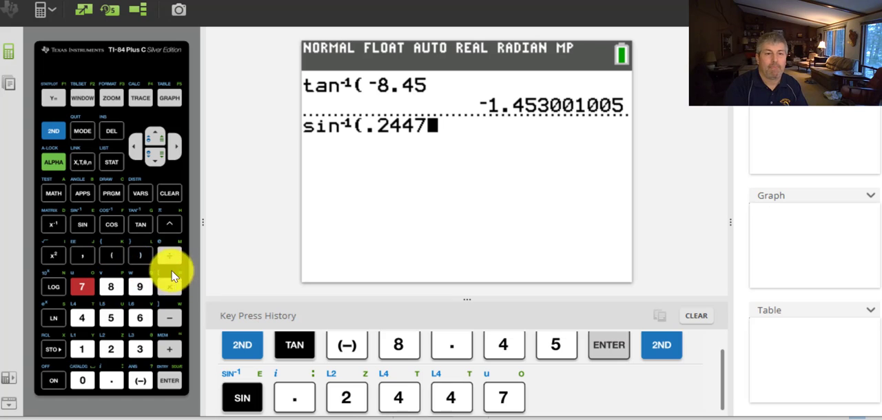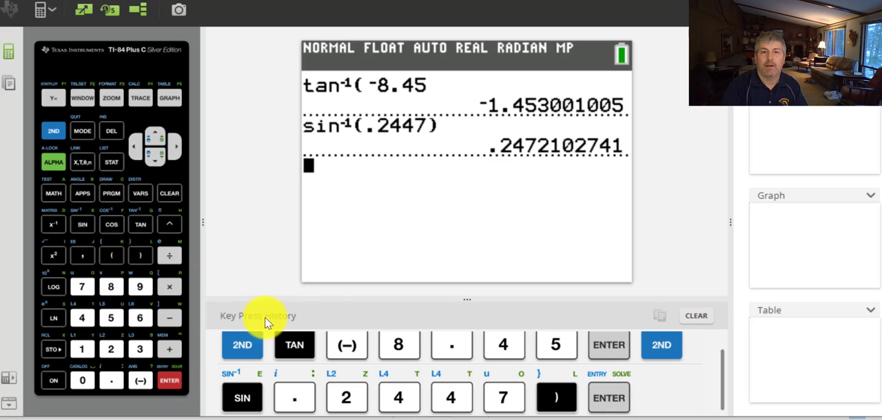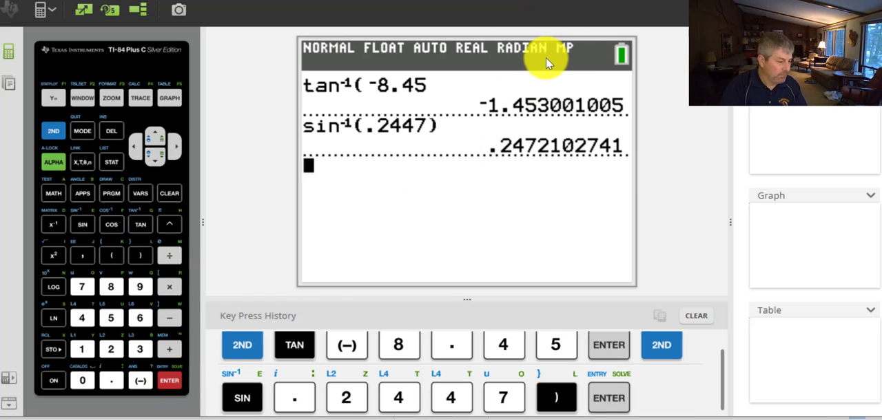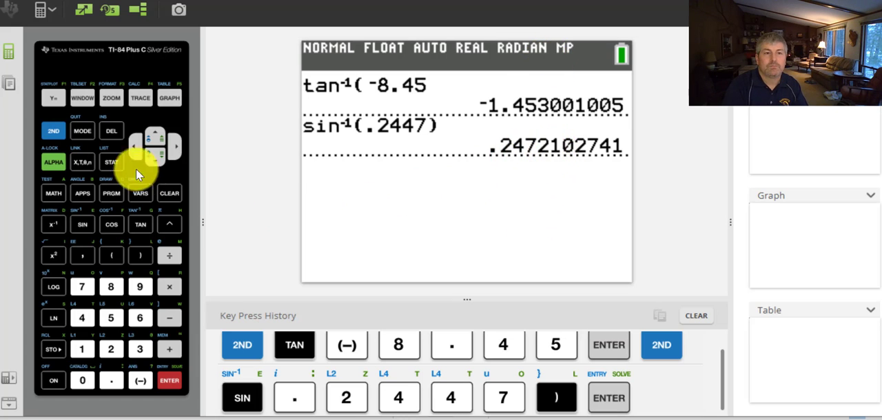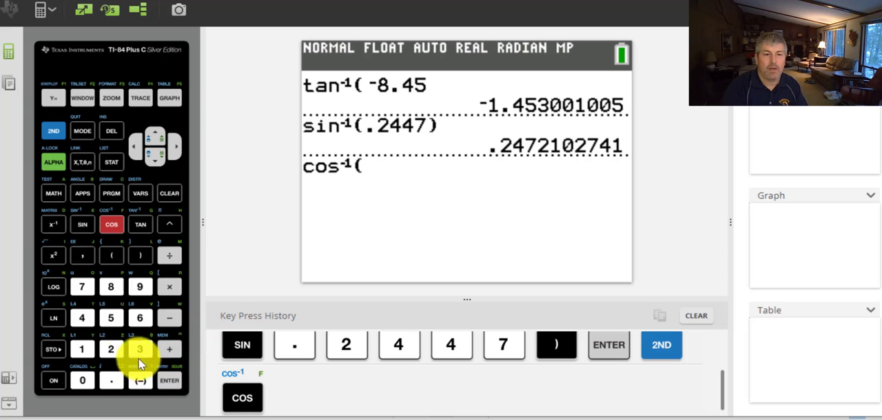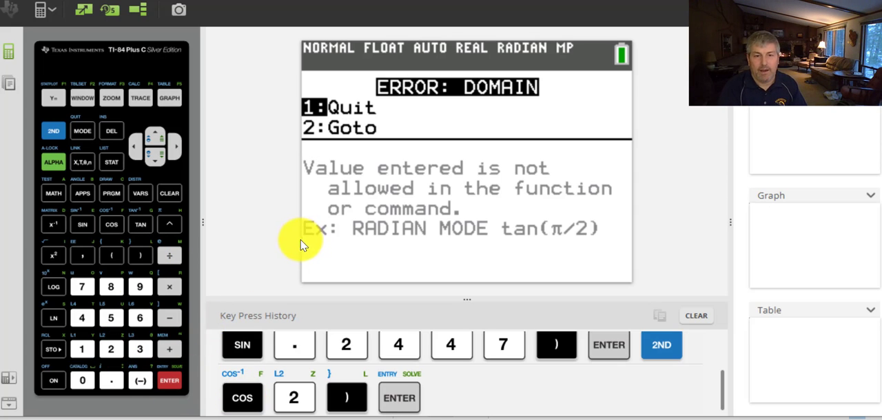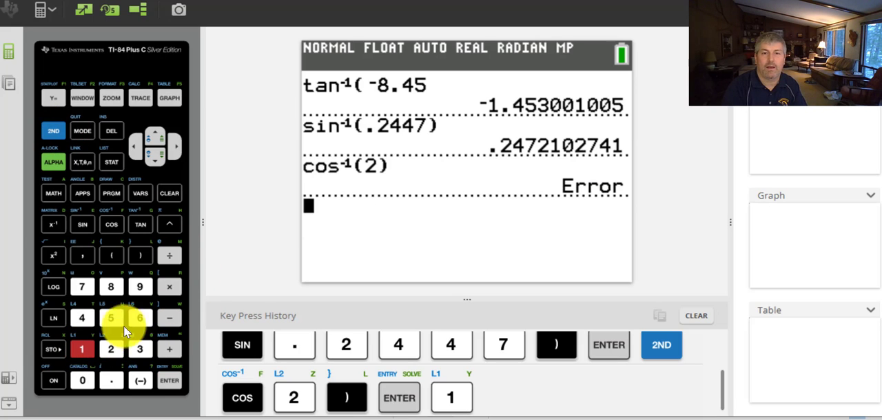If we want to find the arcsine of 0.2447, again, go to our calculator, second sine, the arcsine of 0.2447, and enter. And I am in radian mode, so I'm getting that right. That's 0.2472. The next one, the arccosine of 2. Second cosine 2. Enter. And I get an error for that. Well, that makes sense. It's got to be between 1 and -1 there. So we'll quit out of that one.